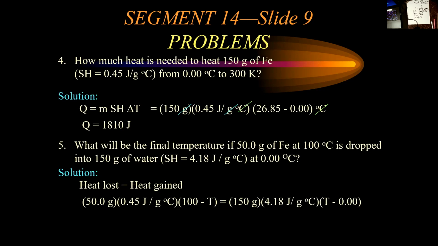Now here's what I know. The hot object was at 100 degrees. The cold object was at 0 degrees. The final temperature is between those two numbers. It's some value T. The value T is less than 100 and more than 0. So when I'm looking at the heat lost by the iron, at 50 grams of iron, it's 4.45 joules per gram per Celsius. And the temperature change is from 100 to T. And I know that's a positive number because I know the final temperature has to be less than 100.